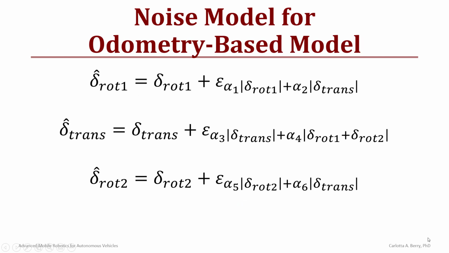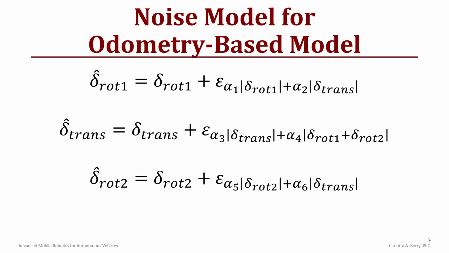The noise model for odometry-based motion modeling is given by the following formula. We are going to have delta hat of rotation 1, delta hat of the translation, and delta hat of rotation 2, where that represents the desired rotation to get from the initial to the final position plus the addition of noise. And we will use alpha to represent our noise variable that's added onto that. So here are the three equations that we're going to use for the noise model for odometry-based motion modeling.